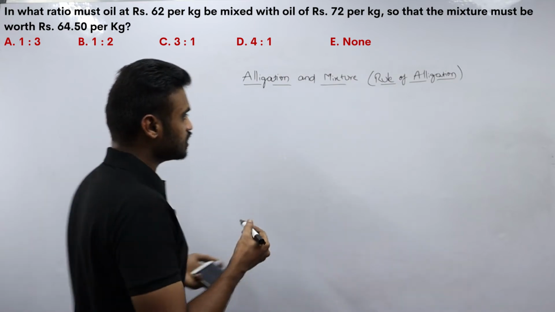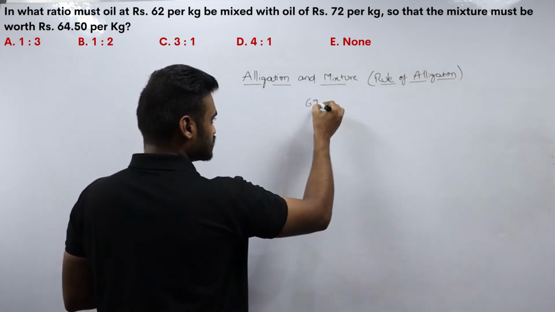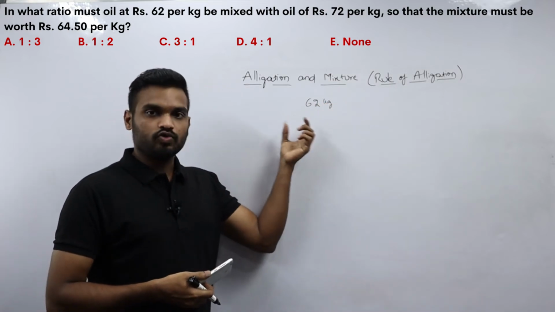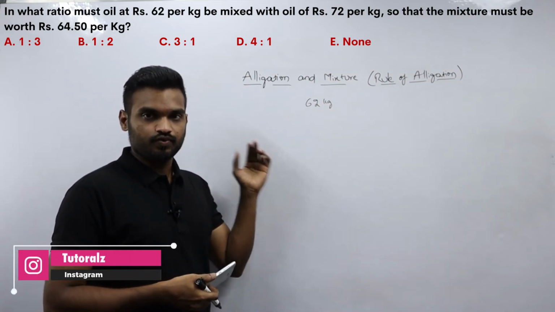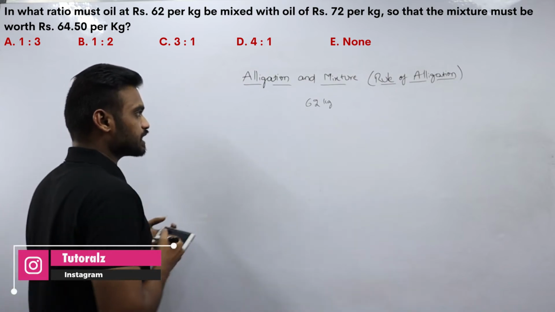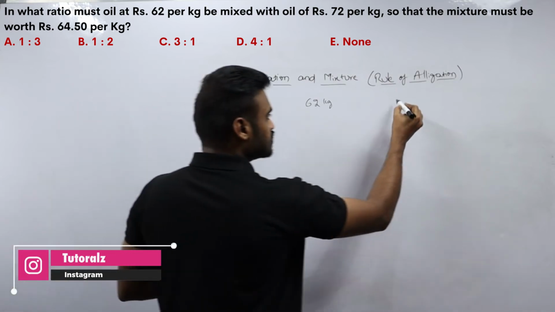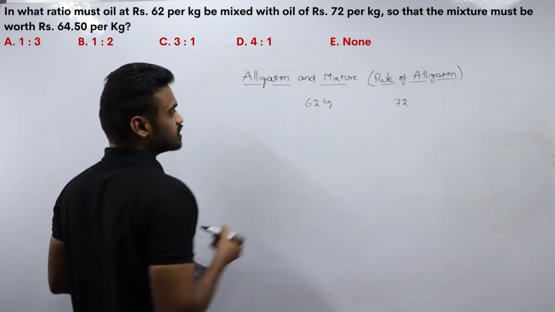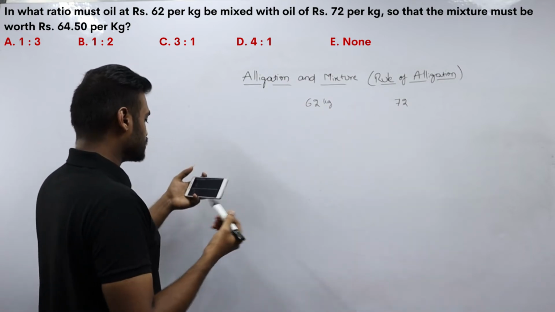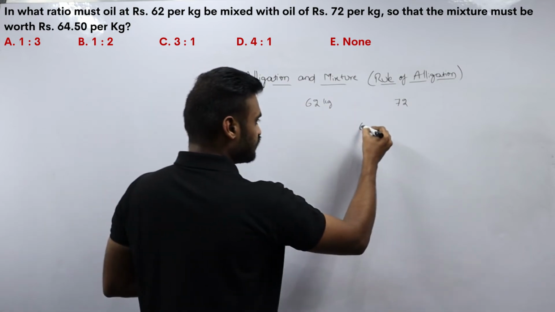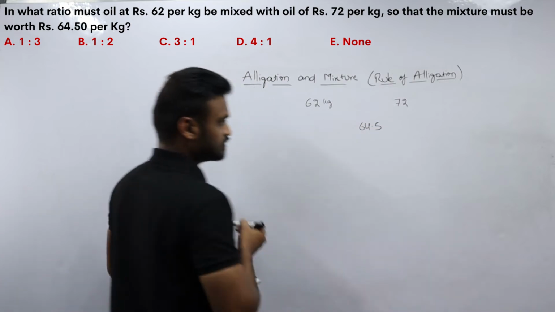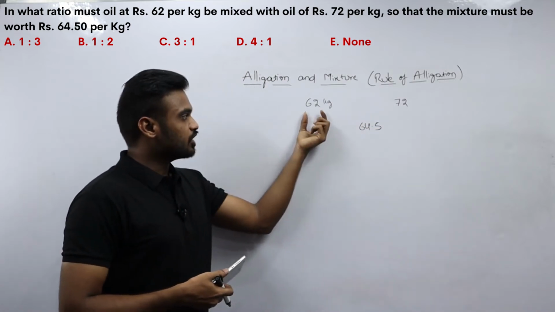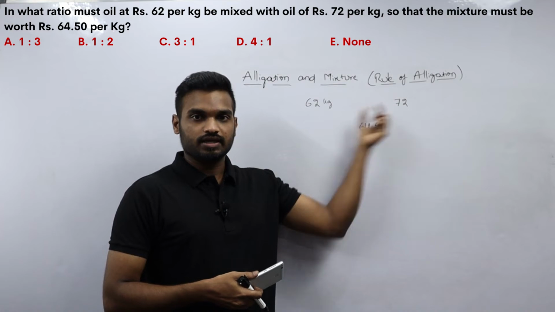I have already told you the cheaper quantity must always be on the left hand side. So 62 rupees per kg, and the other one is 72 rupees per kg. These need to be mixed in such a way that the resultant quantity is 64.5 rupees per kg. So I am writing the mean value in the middle, the cheaper value on the left hand side and the higher value on the right hand side.